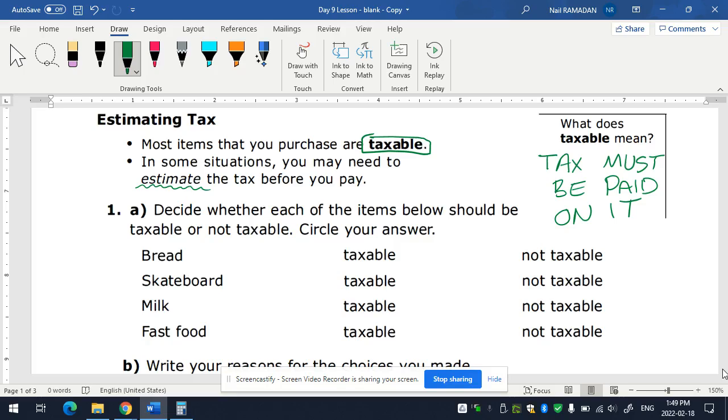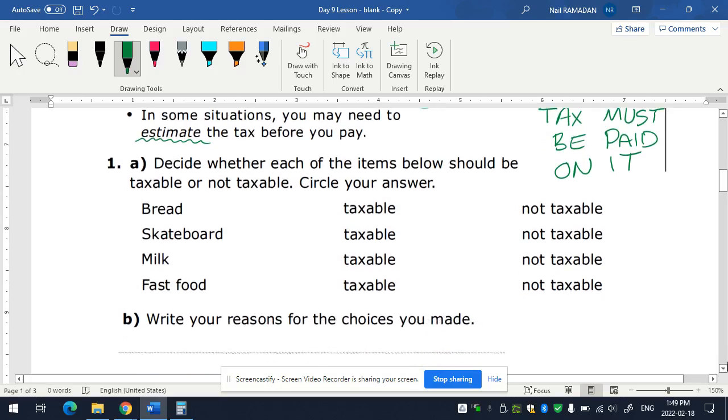Yes. I mean, we could look it up, but decide whether each of the items below should be taxable or not taxable. Circle your answer. So, what do you think? Bread, should it be taxable or not? How many people say yes? How many people say no? It should not be taxable. You should only pay retail price on it, or at cost. Don't add any cost to it.